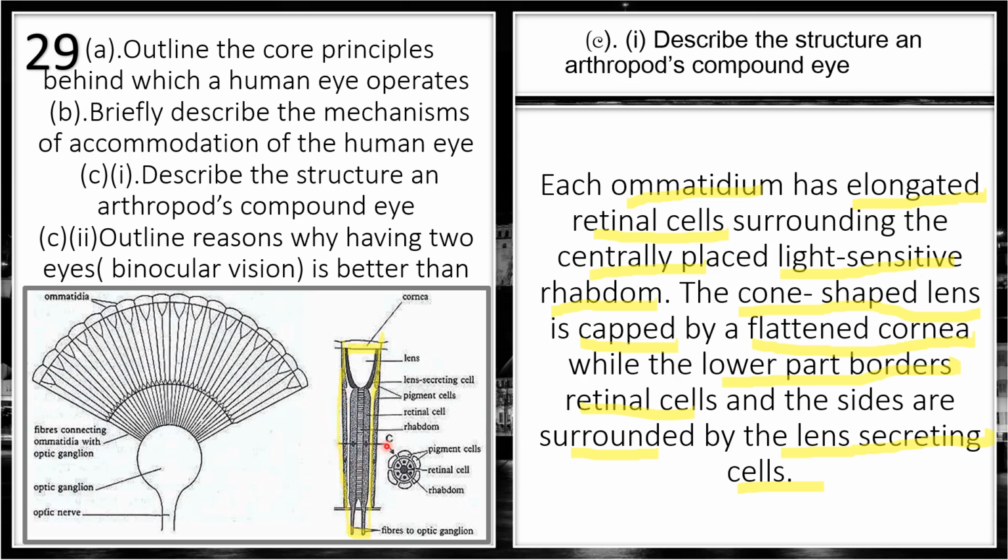So when you cut across here, this is what you're going to see. Inside the center, you have the rhabdom, and then surrounded by retinal cells, and then outside you have the pigment cells. Then down we have connection of the fibers to the optic ganglion. These are the ones connecting to the optic ganglions.